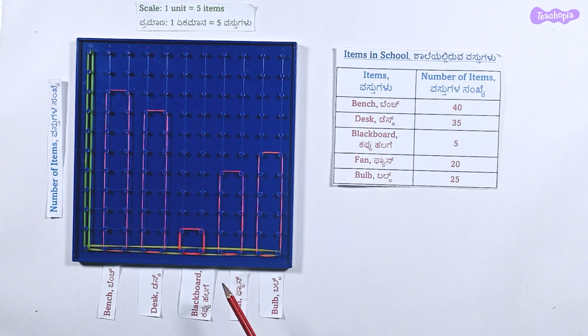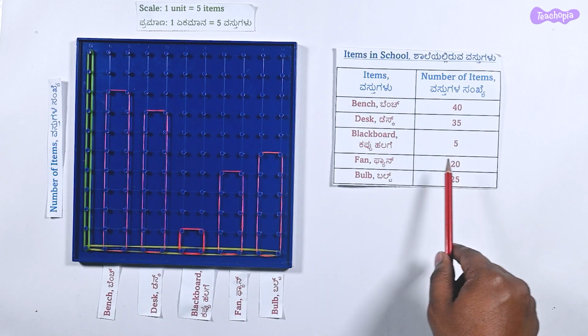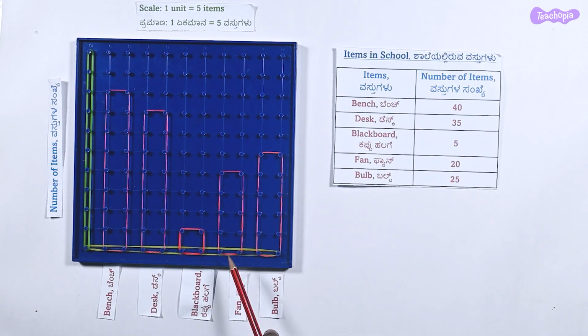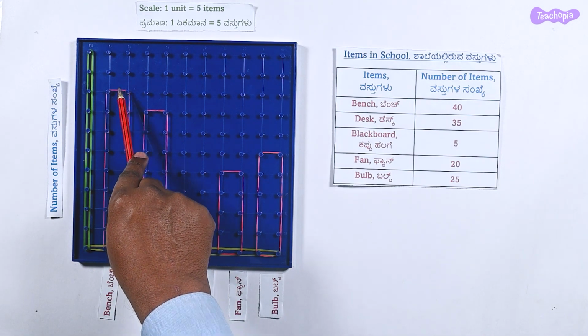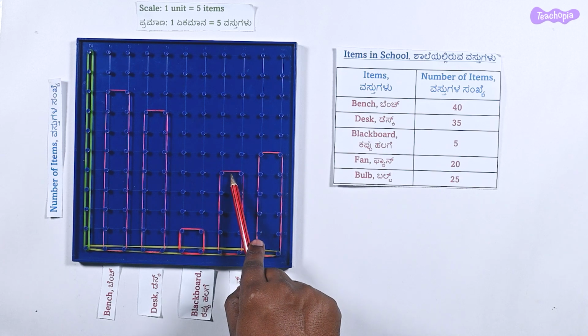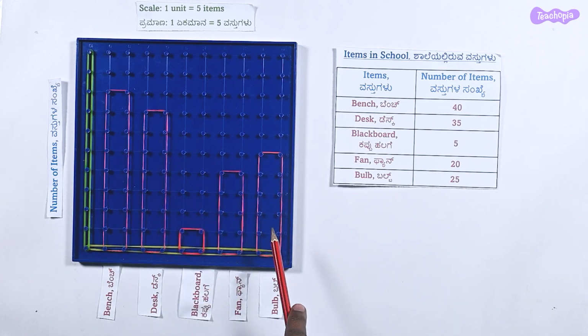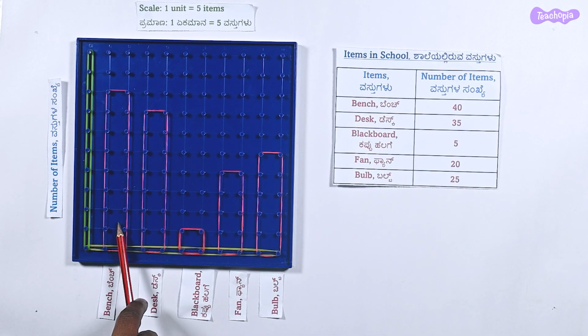So now I've represented all the data on the bar graph using the geoboard. When you're representing it in a bar graph, you can see the width of all the bars is the same. Every bar has an equal width, but the height is changing. This height is different, this one is different, and this one is different. The height will change.